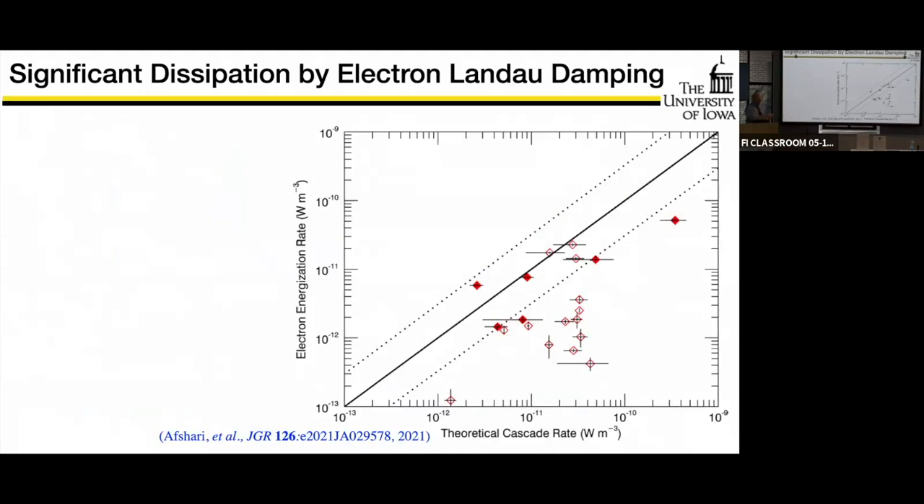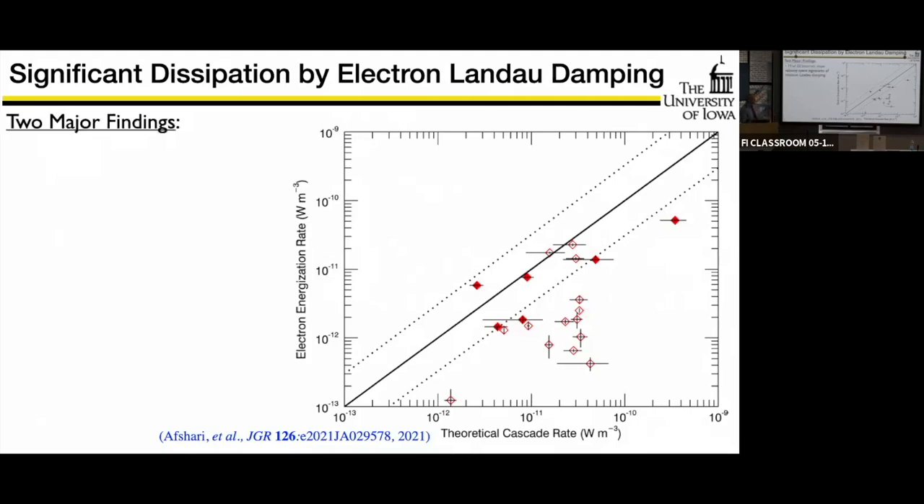And I can plot that predicted cascade rate of energy against the actual directly measured electron energization rate using this technique. And because these cascade rates are really only order of magnitude estimates, that's this solid line, what we want to do is go up or down by about a factor of 3. So really anything that falls within these dotted lines, that band bounded by the dotted lines, is really consistent with the entire turbulent energy cascade rate.